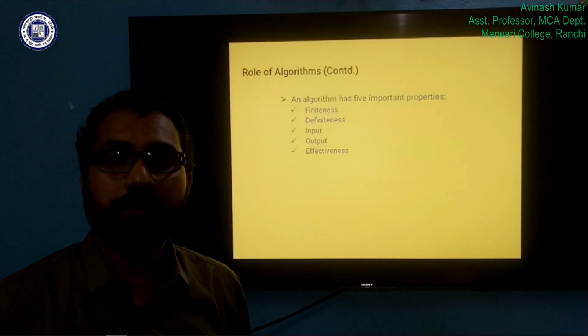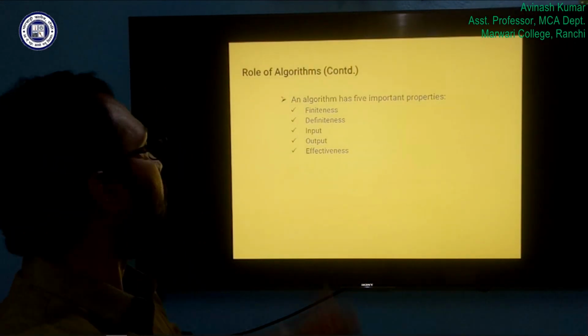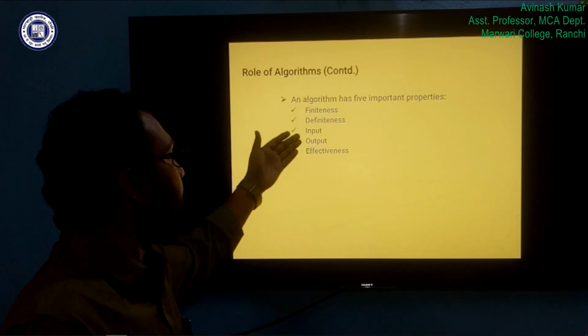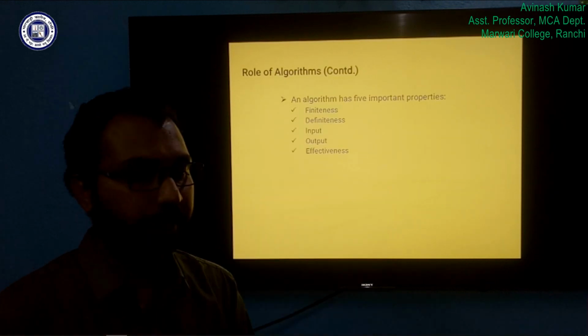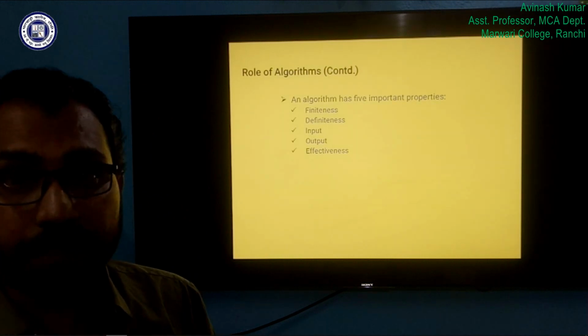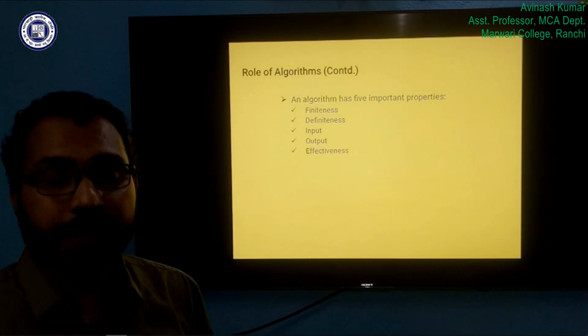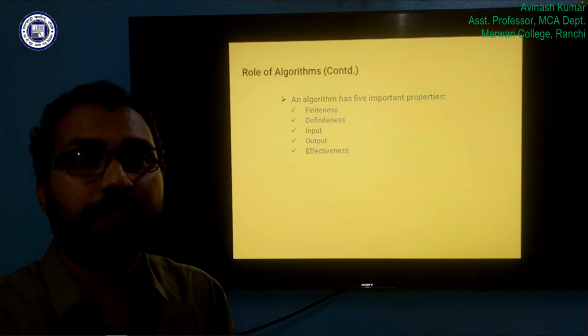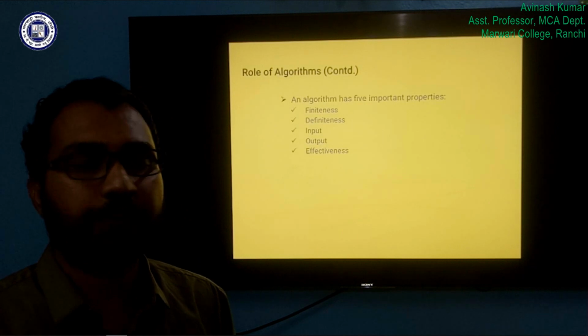And what are the various properties? The various properties of algorithms listed here are: finiteness, definiteness, input, output and effectiveness. The first one, finiteness. What is finiteness? Finiteness defines the steps which are fixed in nature. Fixed in nature means to solve any given problem, we will have a fixed number of steps. It may be 1, 2, 3, 4, 5, 6, 7, 8, 9, 10 and many more.